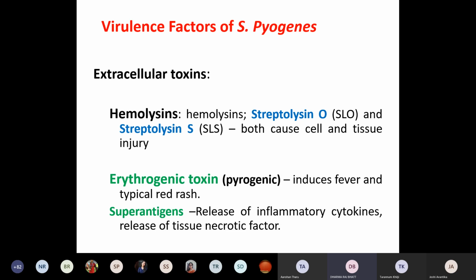So hemolysins produced by streptococci are known as streptolysins. So either hemolysin O, or we can call it streptolysin O, and streptolysin S. These are named because of their susceptibility to oxygen. Some are oxygen stable, some are oxygen labile. Another important toxin produced by Streptococcus pyogenes is the erythrogenic toxin, also known as pyrogenic toxin, as it is responsible for inducing fever. It is pyrogenic, as well as it can cause appearance of rashes.